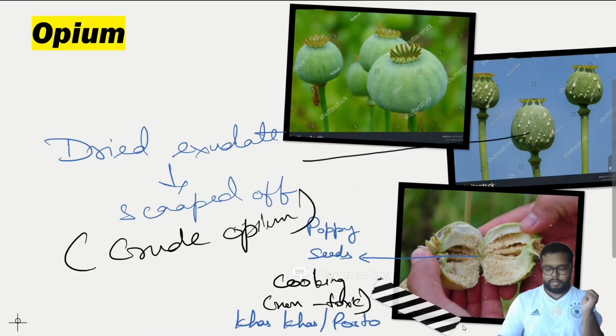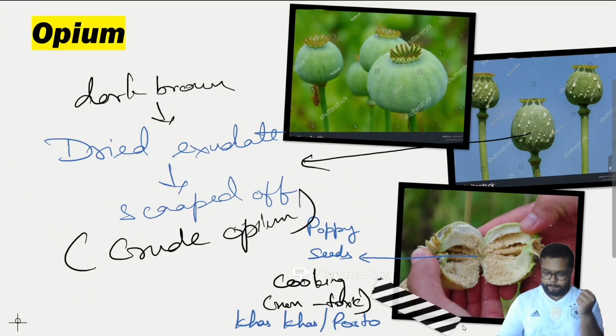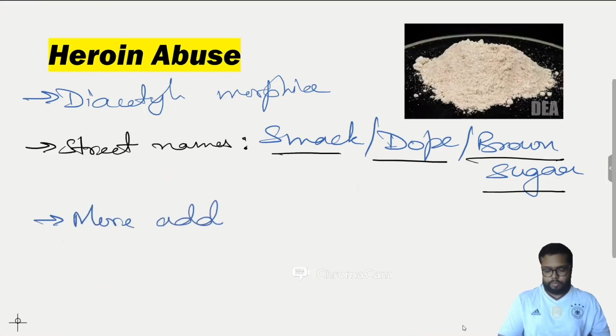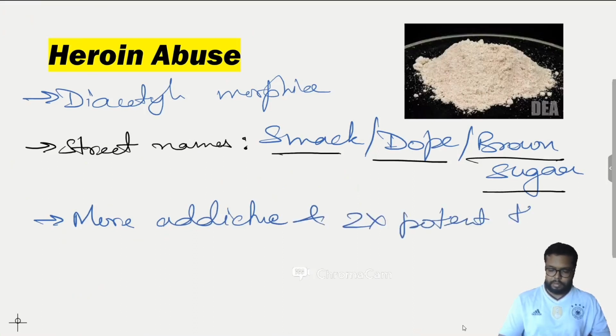Initially it was milky, then it becomes dried, and it becomes dark brown in color. Crude opium. Okay. So if you see the names, we have smack, dope, and brown sugar, diacetylmorphine, and it has been found to be more addictive, and 2x more potent than morphine. This addiction will rapidly lead to tolerance in heroin abuse.